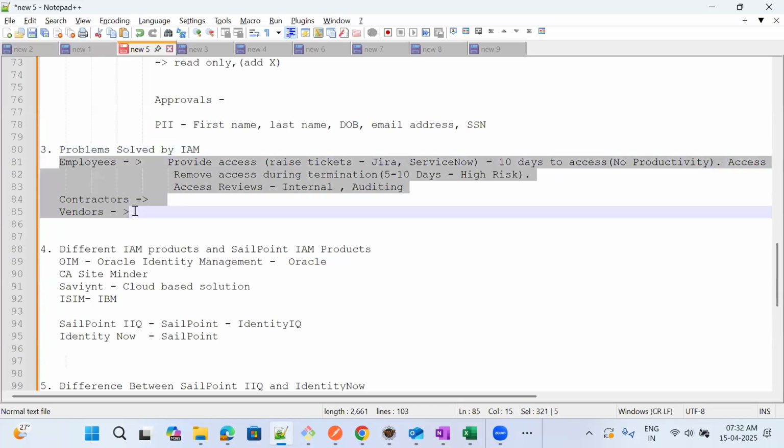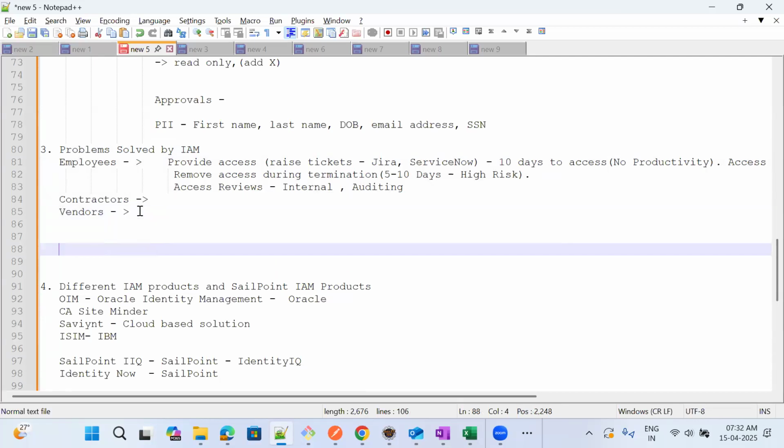So now we understood that within IAM, at least, we deal with identity and access management, and we know what we mean by identity and access management. Let's imagine we don't have tools like SailPoint IIQ, and let's see how we would provide access to the users. For example, we have a new employee. A new person joined the organization.